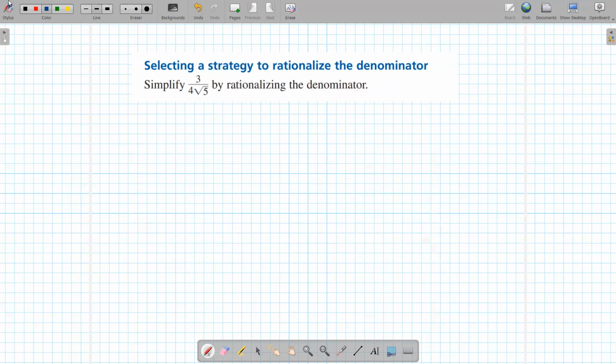You'll get it. If you don't get it, you'll get it. It's pretty straightforward. Let's look at this one. We have 3 over 4 root 5, right? The 3 over 4, we don't really care about it. We do care about the root 5.